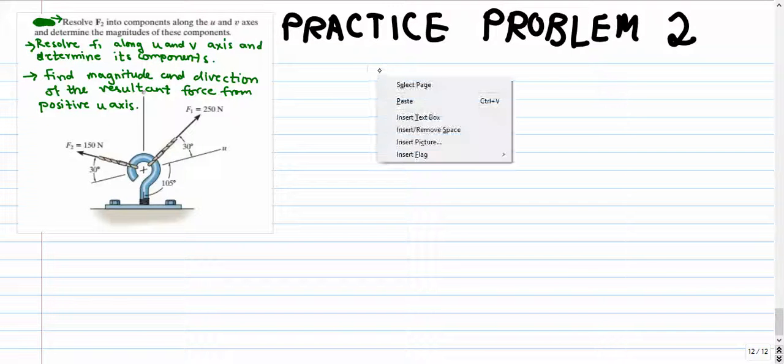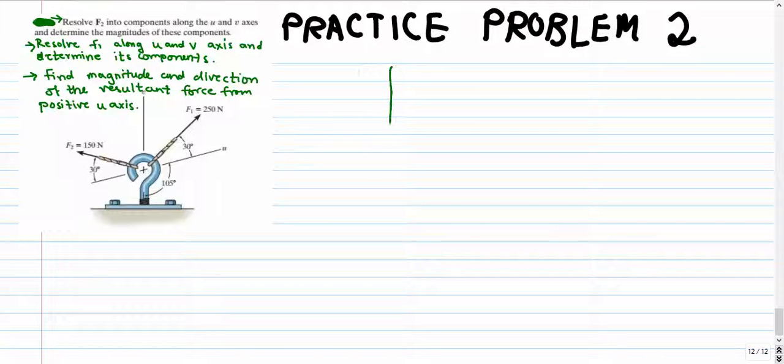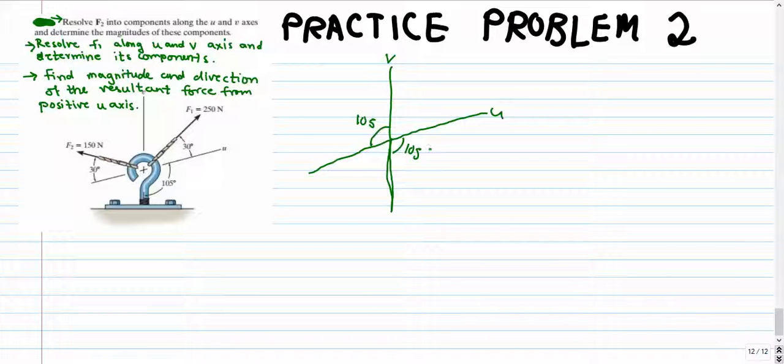So the V axis is completely vertical like this, while the U axis is a little bit slanted. And the angle between the U and V axis in this quadrant is 105 degrees, while in these quadrants the angle is 75 degrees.